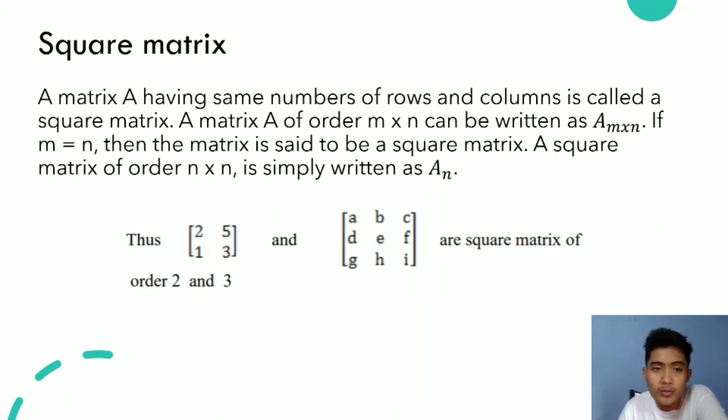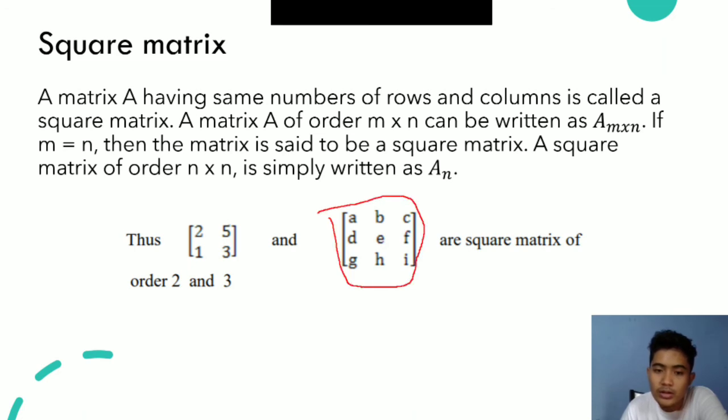Next is square matrix. A matrix A having the same number of rows and columns is called a square matrix. A matrix A of order m times n can be written as A m x n; if m equals n, then the matrix is said to be a square matrix. A square matrix of order n times n is simply written as n. Thus 2, 1, 5, 3 is a square matrix of order 2, and A, D, G, B, E, H, and C, F, I is a square matrix of order 3.